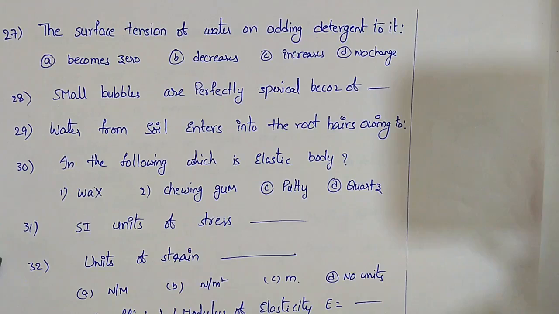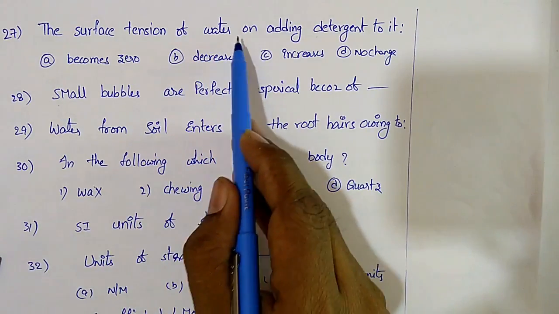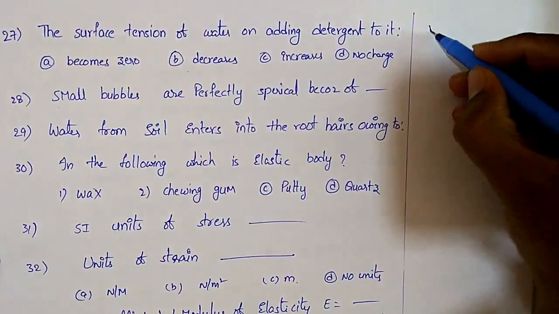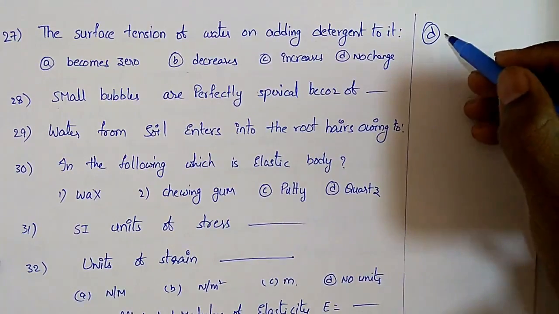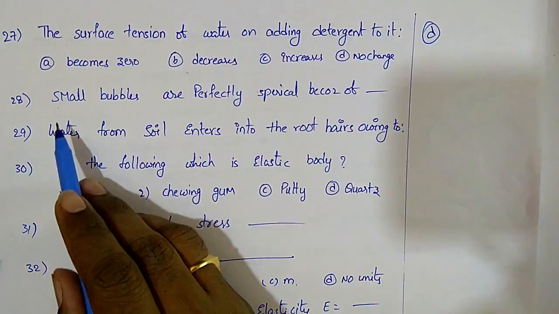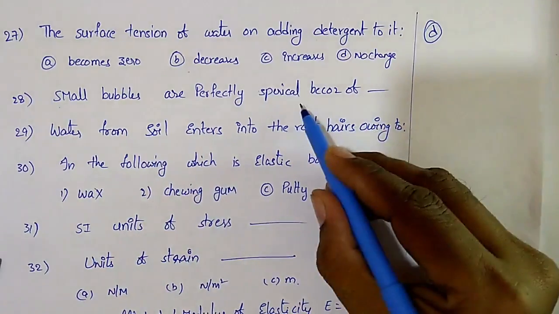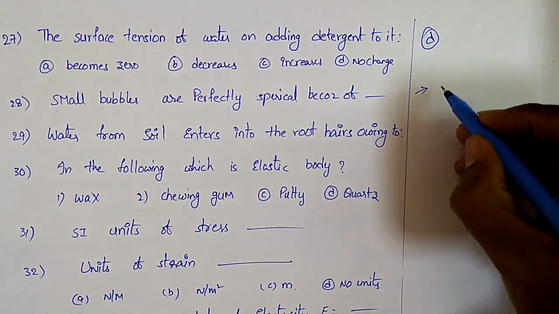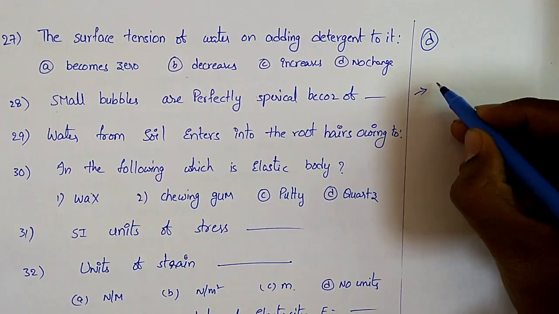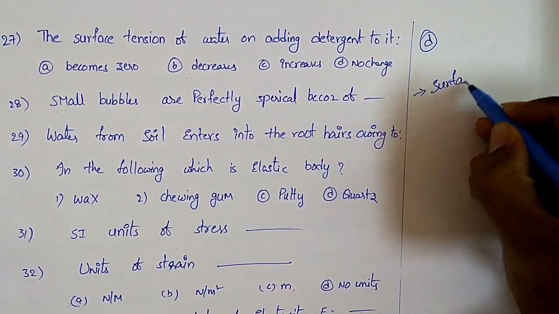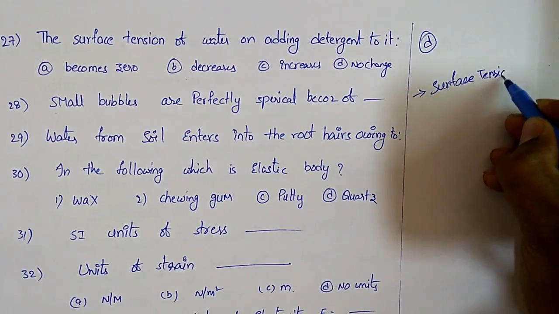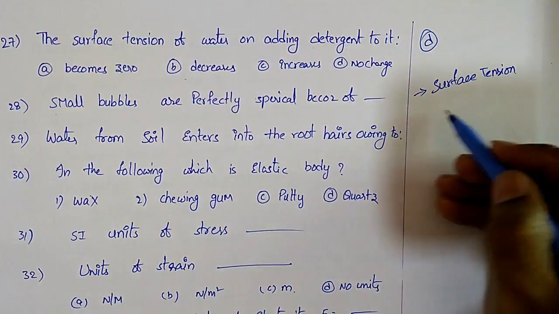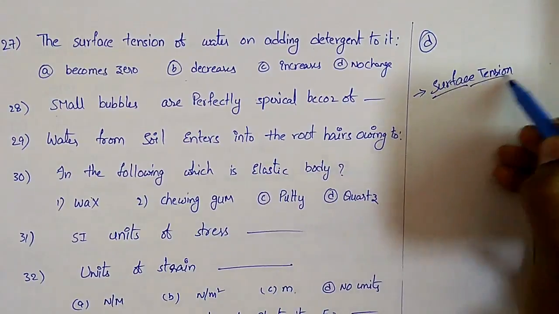Okay, next one: the surface tension of water on adding detergent to it decreases. And small bubbles are perfectly spherical. I already discussed, the small bubbles are perfectly spherical because of surface tension. They are formed spherical to minimize the area. This is the property of surface tension.